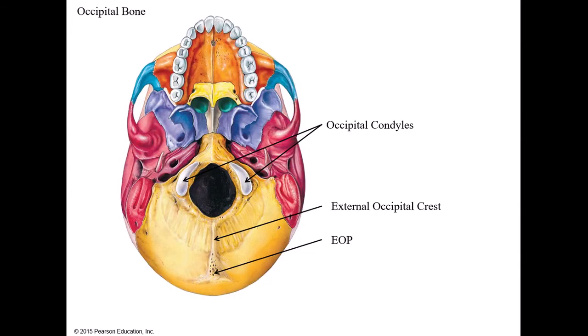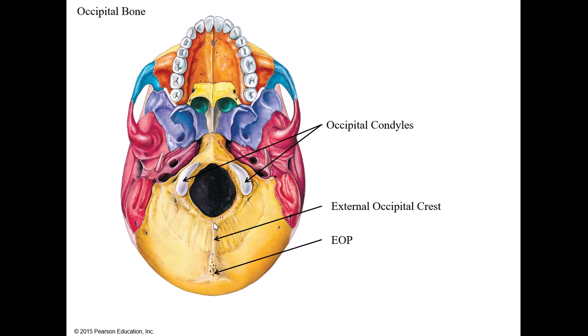Now on this image, we turned the skull upside down, and here we can locate the EOP. Always make that your landmark that you want to find. Then follow the EOP towards this big hole down over here. This big hole we're going to cover in a separate lab. There's a ridge of bone right here. You're going to call this the external occipital crest.